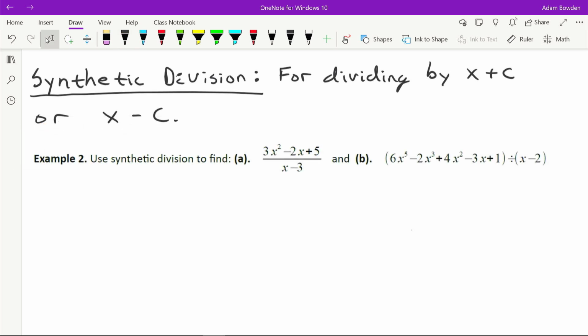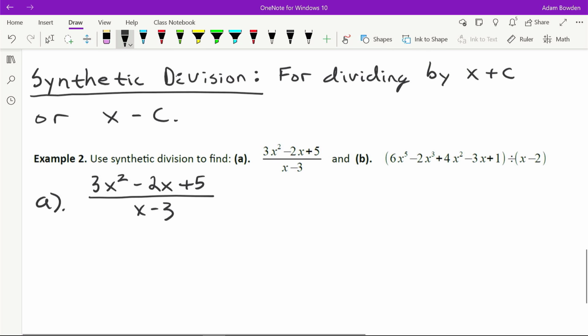Let's look at some examples where we can use synthetic division. So for instance, 3x squared minus 2x plus 5, all divided by x minus 3. How we go about using synthetic division. So notice how the divisor underneath is just x minus 3. That's the ideal situation for synthetic division. We couldn't do it with anything else than x plus or minus a number.